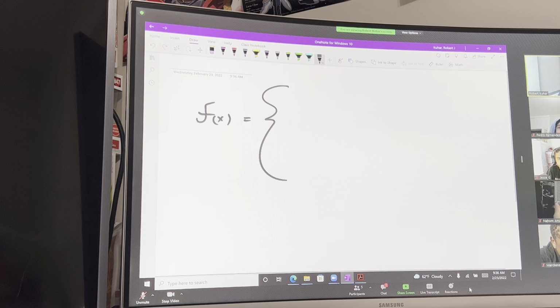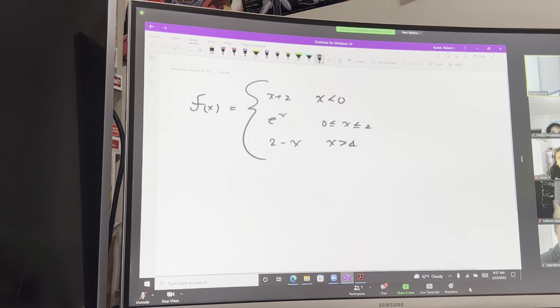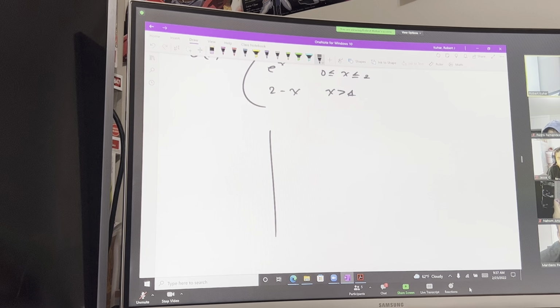Oh, yeah. x plus 2, right? For x less than 0. e to the x for 0 less than x less than 2. And 2 minus x for x greater than 1. Of course, we could graph it and see that it's not continuous, right? You're making a mistake in this second one. Less or equal to 1, equal to 2 minus x. Oh, yeah, 1. Yeah, thank you.